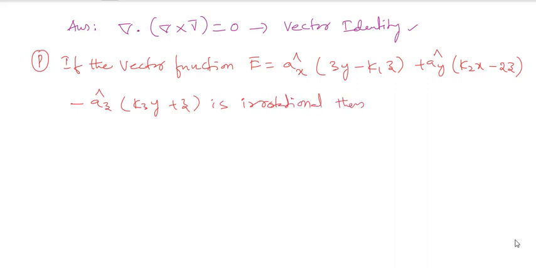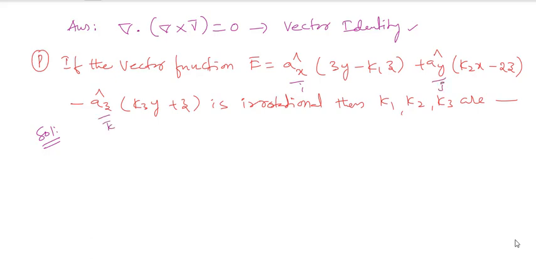Irrotational. Then K1, K2, K3 are the unknowns. Don't get confused: cap means this is with respect to I bar, this is with respect to J bar, this is with respect to K bar. Am I right or not?